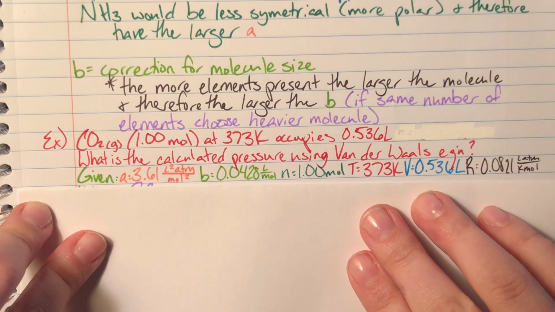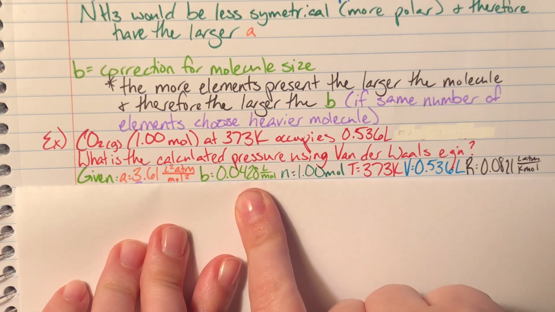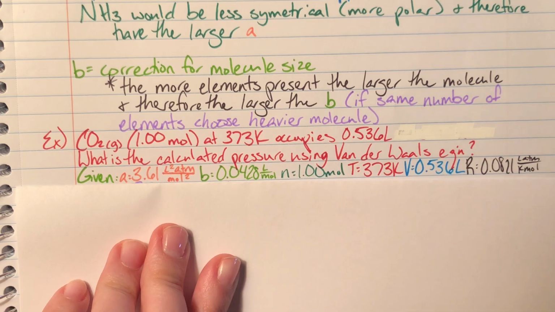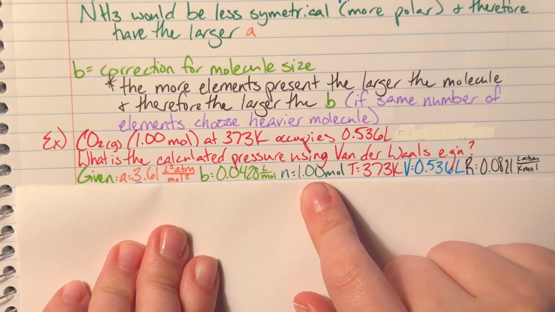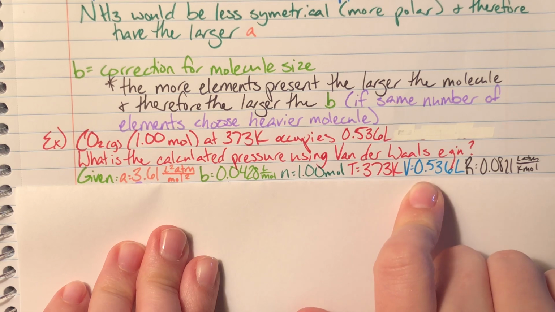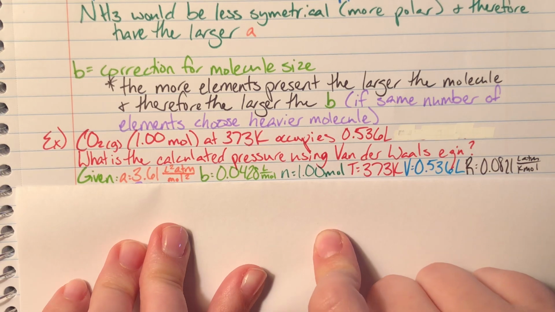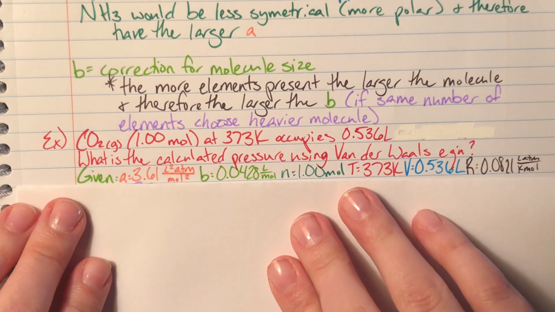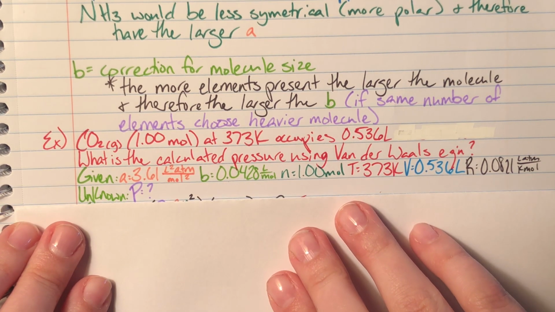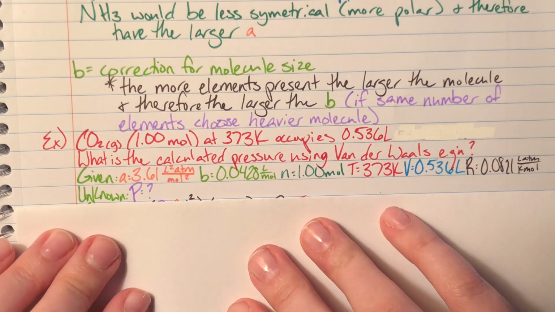So I'm going to go ahead and establish all of my givens. Now I know that my A value and my B value were not explicitly stated in the problem, but they will most likely be pulled out and stated in this fashion here. So we have our A value, our B value, our n value, our T value, our V value, and then good old ideal gas law constant R. This is going to make a reappearance here. Once I have my givens established, I can state that my unknown is that pressure. It says, what is the calculated pressure? So that means I am going to be looking for the pressure.